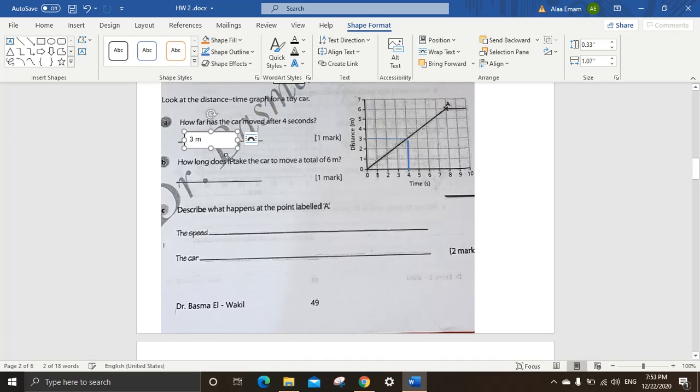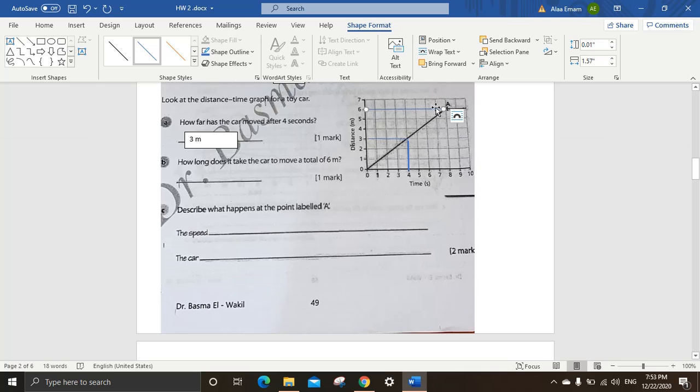Okay, now how long? He's now asking about time. How long does it take the car to move a total of 6 meters? In this case, you are given the distance and not the time. So the distance given is 6 meters. You draw a line again at 6.